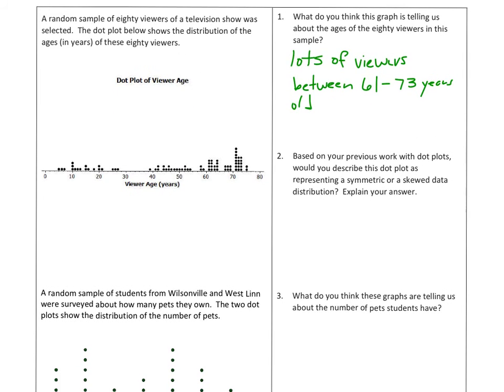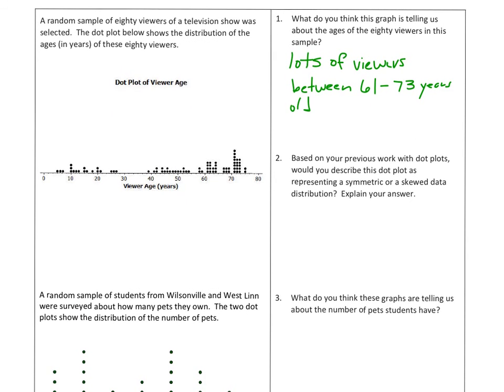Question number 2, based on your work with dot plots, how would you describe this dot plot as representing symmetric or skewed data? So the stuff that we just talked about. Which way is it skewed? We would say that it's definitely not uniform. It's not symmetric, and it's not really doing a mound curve or a bell shape of any kind. So we would say that it's skewed.